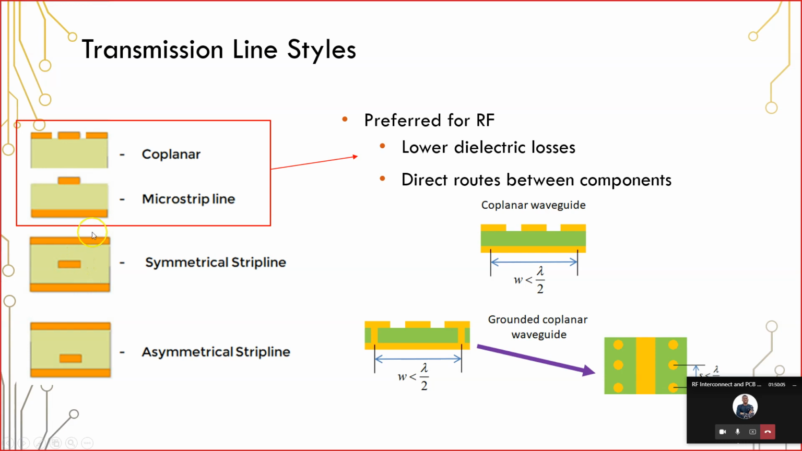Now, the issue here is that, of course, the field lines are going to span from this conductor to the nearby ground. But because they all exist inside the dielectric, it sees all of the possible loss that you can see from this dielectric material. So this is the reason that strip line is less desired for RF routing.